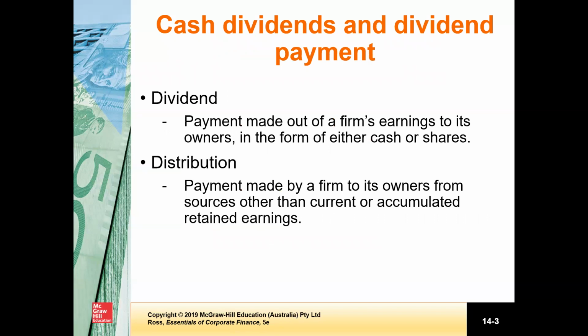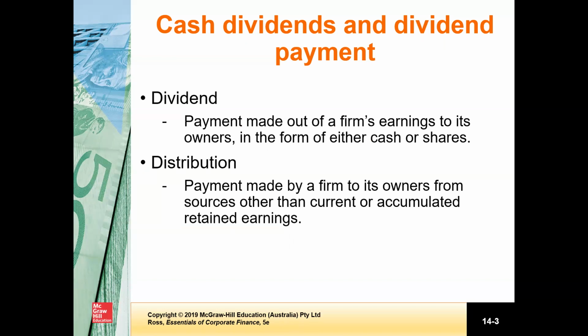The term dividend usually refers to cash paid out of earnings. If a payment is made from sources other than current or accumulated earnings, the term distribution rather than dividend is used. However, it is acceptable to refer to a distribution from earnings as a dividend and a distribution from capital as a liquidating dividend.